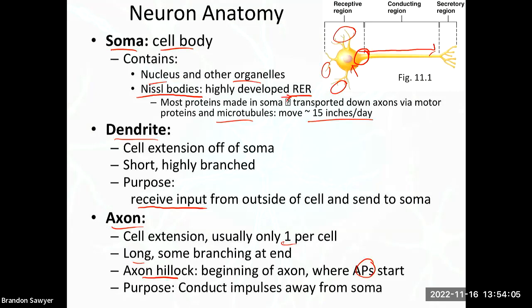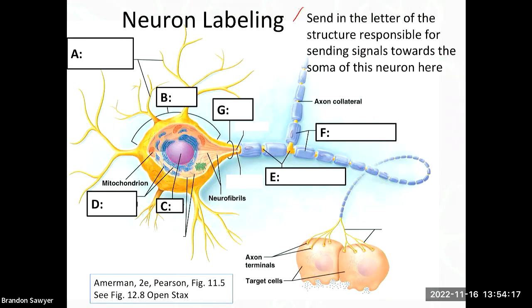Okay, so the next slide just has you label those different structures on the neuron. So if you're done, feel free to flip over there and start labeling those structures. Then you can send in the letter that would answer that question: structure responsible for sending signals towards the soma of this neuron here.